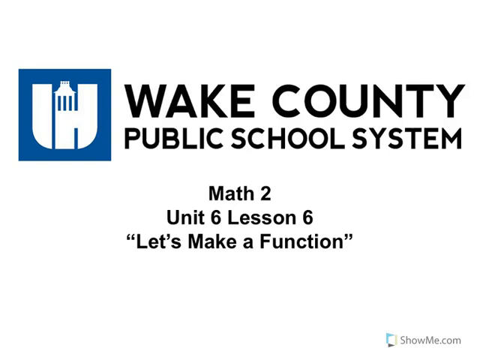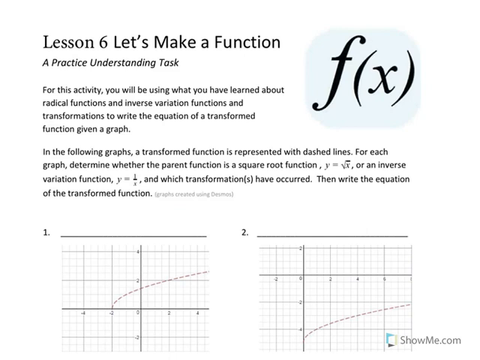In this lesson, we are looking at the MVP curriculum for Math 2, Unit 6, Lesson 6, Let's Make a Function. In this lesson, we are going to be using all that we've learned about radical and inverse functions and transformations to write the equation of a transformed function given a graph. And we're looking at the square root function, y equals the square root of x, or the inverse variation function, y equals 1 over x. And we're deciding what transformations have occurred.